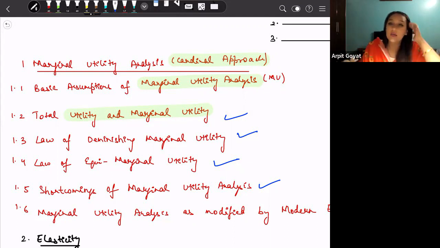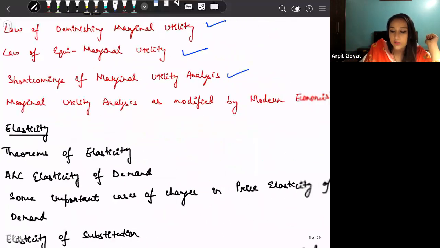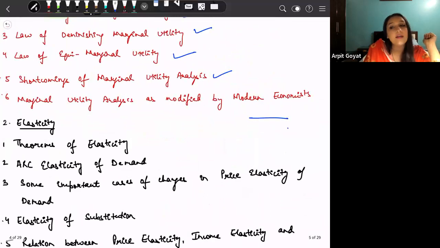तो इसलिए हमारा जो लास्ट में रहता है, that is generally about shortcomings, generally about limitations, generally about criticism. So we'll discuss shortcomings of marginal utility analysis and then marginal utility analysis as modified by the modern economy. This is our first theory, cardinal approach.